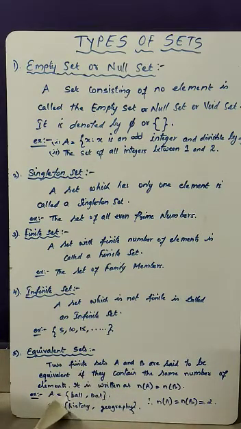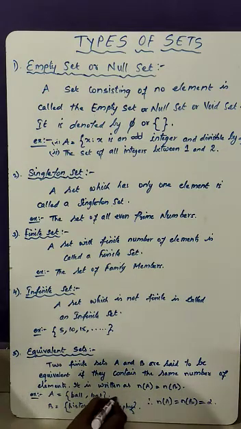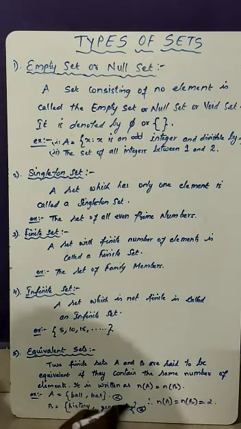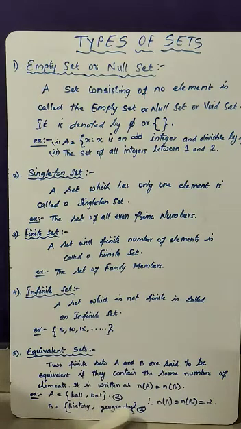The example is A is equal to ball, bat, and B is equal to history, geography. That means the number of elements of A is 2 and of B is also 2. So n(A) is equal to n(B) is equal to 2. The same number of elements is called equivalent sets.